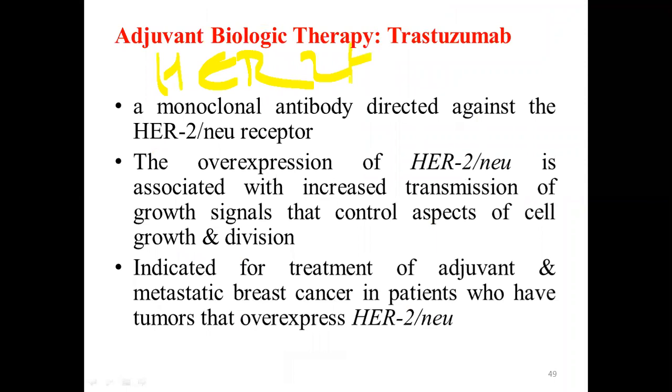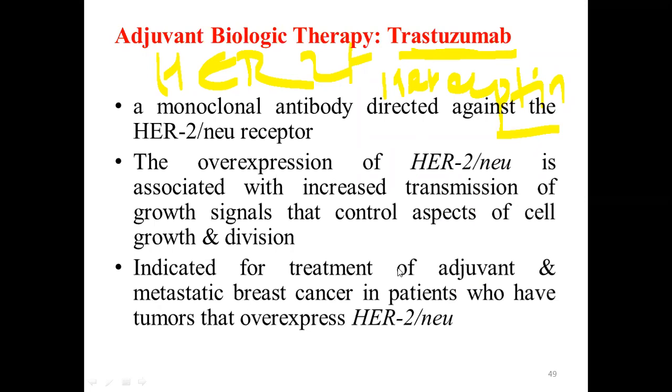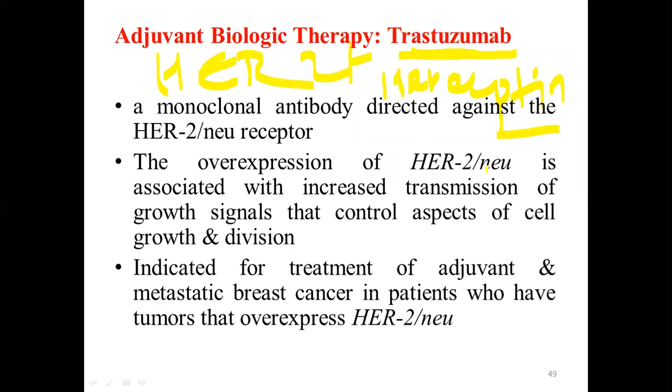So if the patient is HER2 overexpressed, as I mentioned before, these tumors are very aggressive, and the response is very minimal. But with trastuzumab treatment, the brand name is known as Herceptin. You can check further. Herceptin is the brand name for trastuzumab. So this is the only available drug in our market for the treatment of HER2 overexpression.